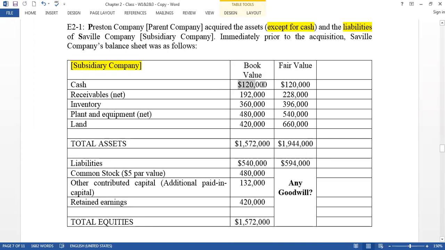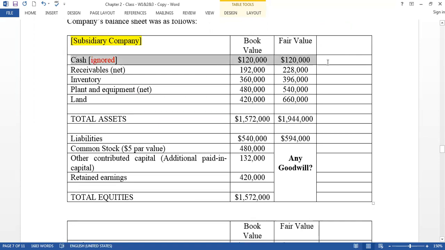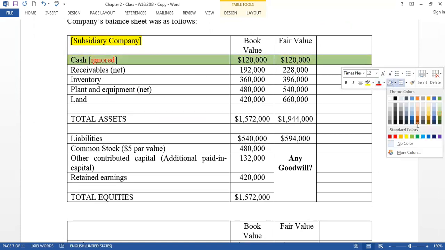Now we find that here we have the book value of cash and fair market value of cash. So we have to ignore this cash. Why? Because our question said that we are not going to buy their cash, right? So this account is totally ignored in this question.